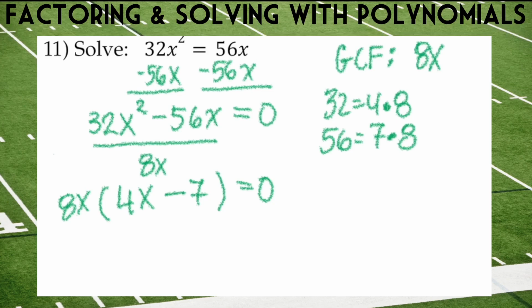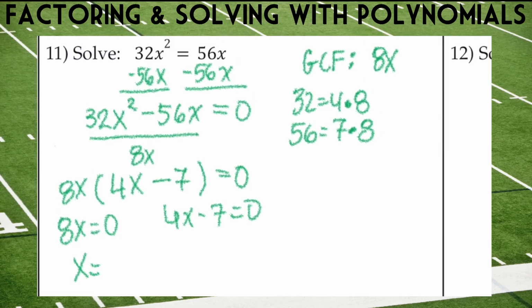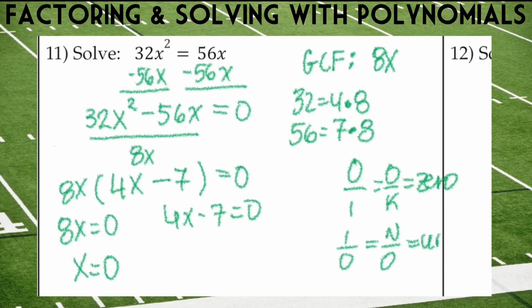So now, and again, I should be getting about 2 answers here. Well, exactly 2 or fewer, but set each part equal to 0. 8x equals 0. 4x minus 7 equals 0. Divide by 8. Well, 0 divided by 8 is 0. Remember, 0 on top, that's okay. That equals 0. 0 on bottom, that's no. That is undefined. Okay, so remember that. So we got x equals 0 here.